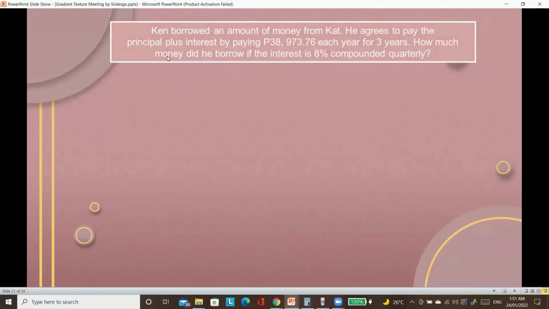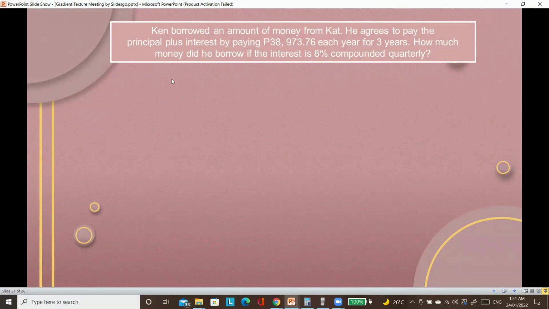So, gamitin natin yung last problem natin para mag-solve ng general ordinary annuity. So we have, Ken borrowed an amount of money from Kat. He agrees to pay the principal plus interest by paying 38,973 pesos and 76 centavos each year for 3 years. So, yan yung payment interval natin. And ito yung regular payment. How much money did he borrow if the interest is 8% compounded quarterly?